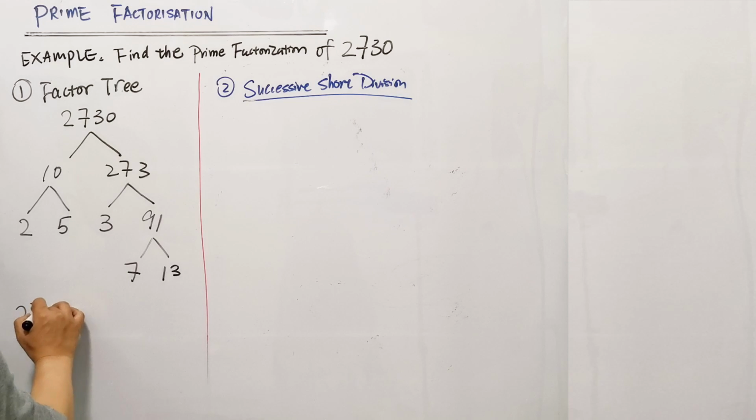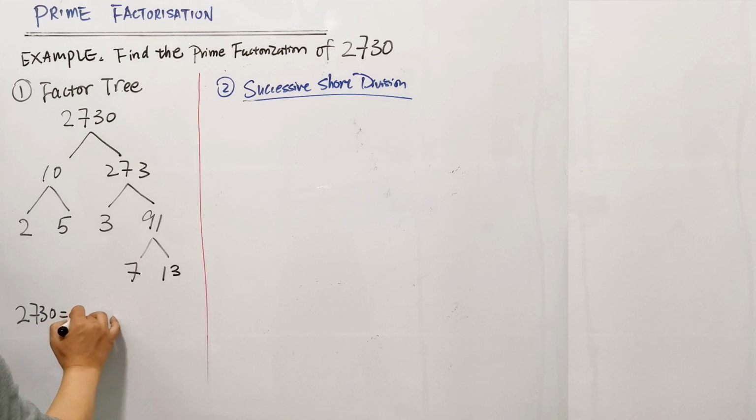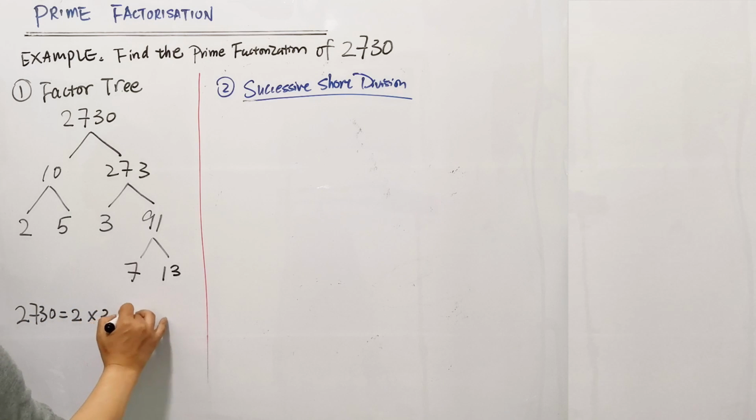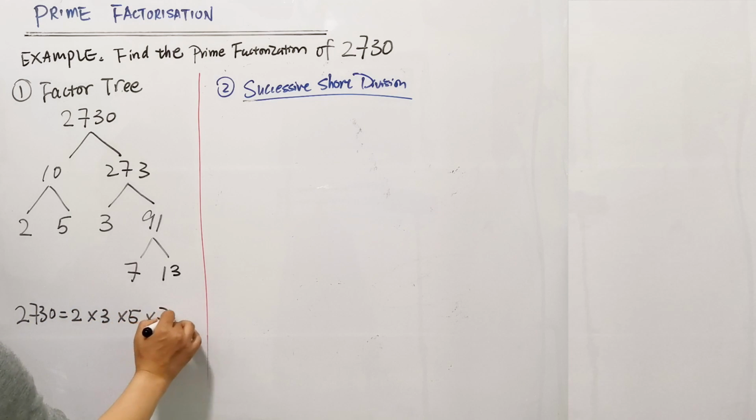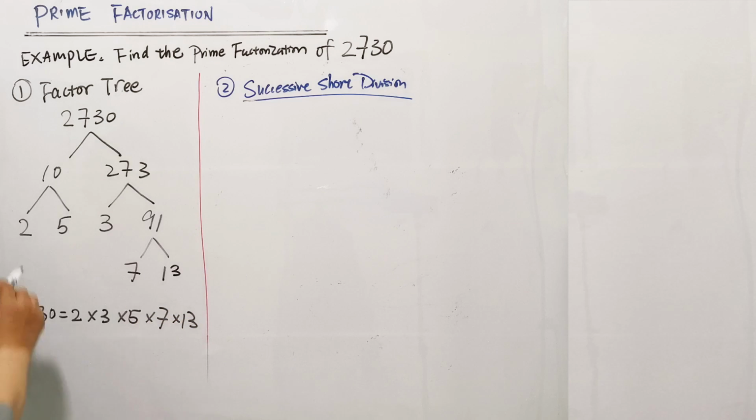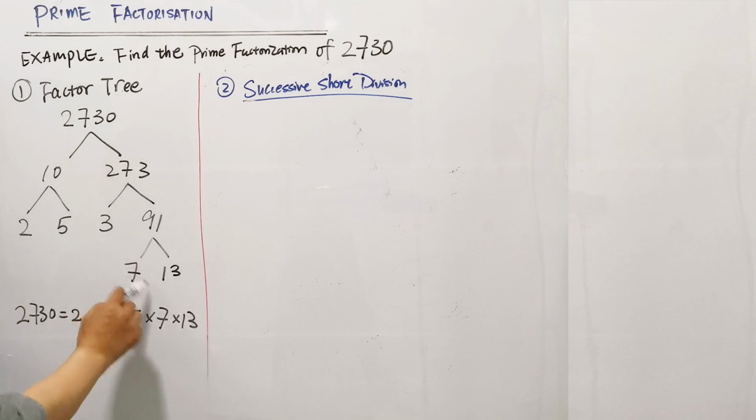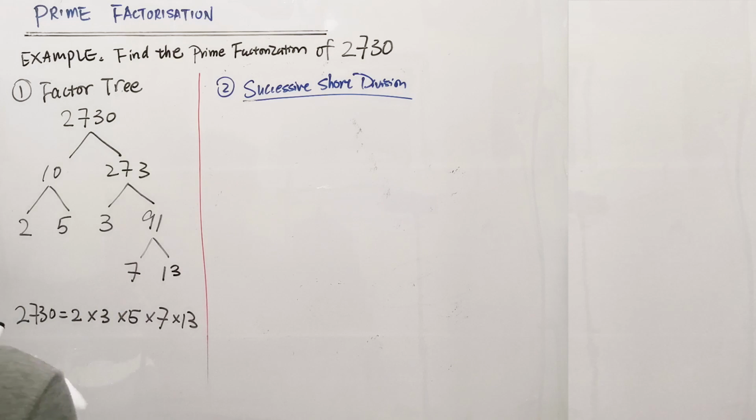So 2730 equals 2 times 3 times 5 times 7 times 13, right? Is the answer, right? 1, 2, 3, 4, 5. Okay, good. Okay, let's use another way.